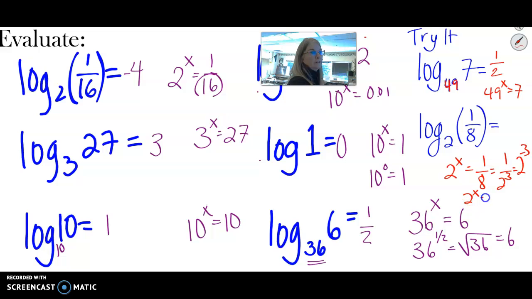So 2 to the what equals 2 to the negative third? Well, it would have to be negative 3. 2 to the negative third power is 1/8.